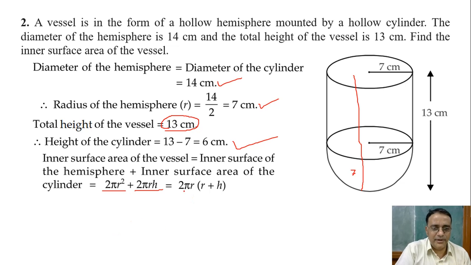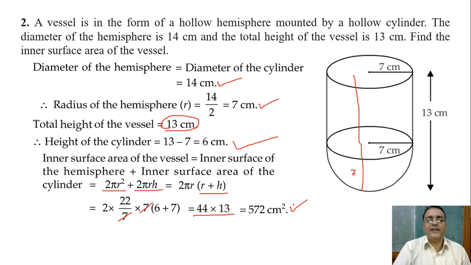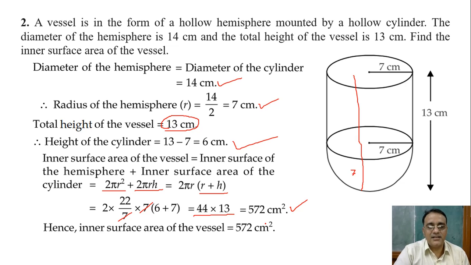So 2 into 22 by 7 into 7 into 6 plus 7. तो इसमें 7 7 cancel हो गया and we'll get 44 into 13. So 44 into 13 if you multiply you will get 572 centimeter square. So hence the inner surface area of the vessel is equals to 572 centimeter square. So this is question number 6. Any doubt here?